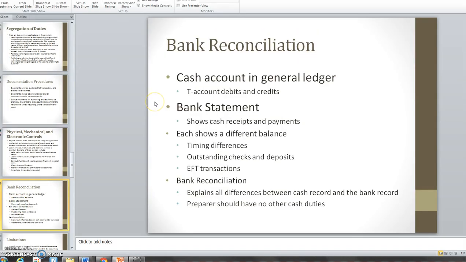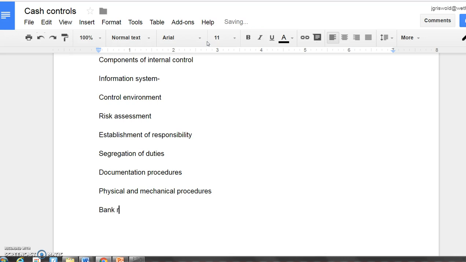Have a bank reconciliation. Again, you don't have to summarize any of this. All you need to add is that bank reconciliation is where you compare your cash account, your general ledger information, against the bank statement. So you're going to reconcile with the bank. So add that to your notes, that you check your records against what the bank records are.